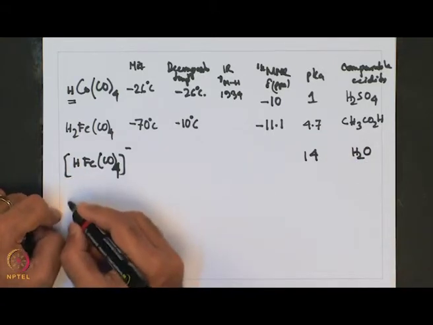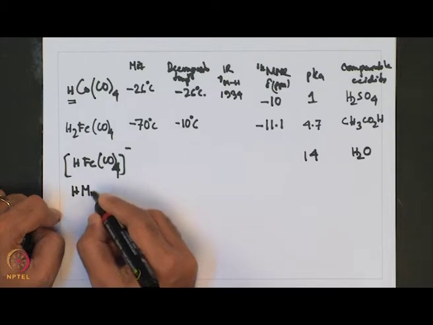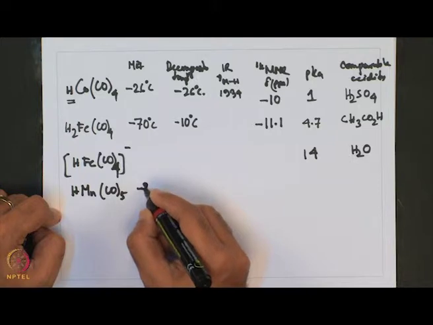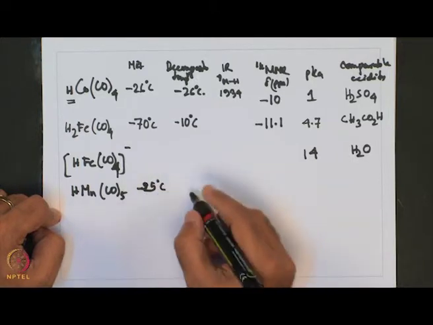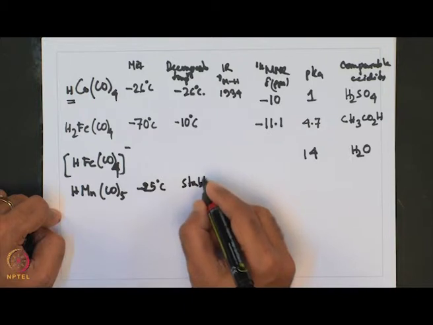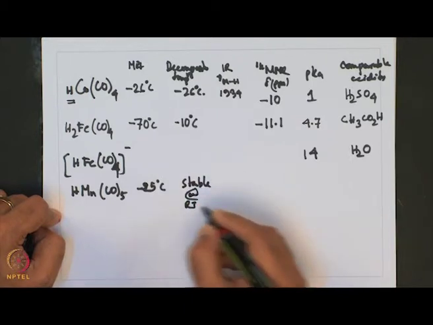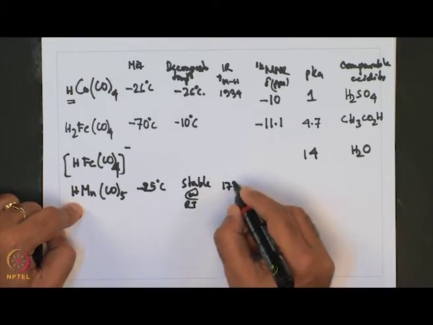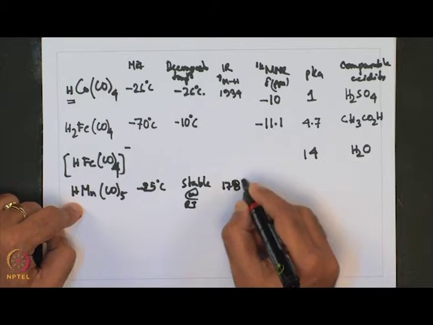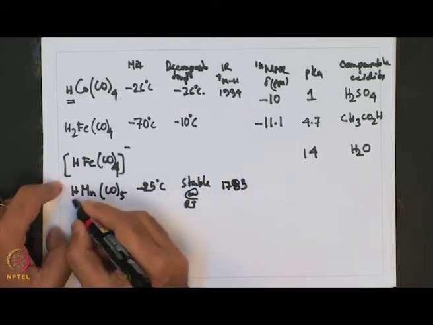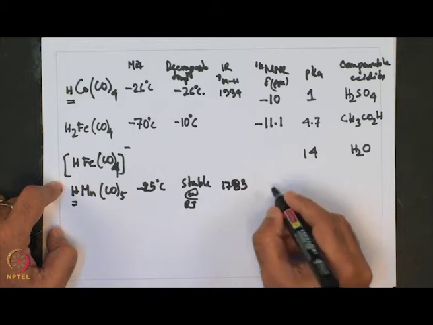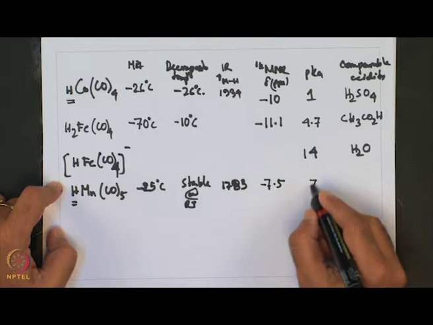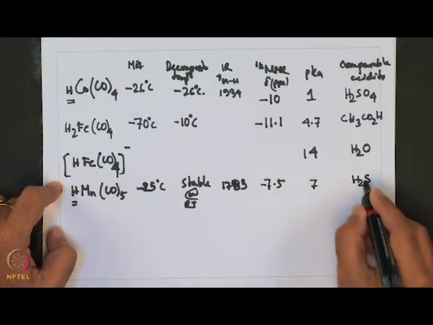Now, one can look at this manganese complex, HMn(CO)5, melting point minus 25 degrees centigrade, stable at room temperature, and this M-H moiety has been characterized by IR, where it comes at 1783. This proton is also characterized by proton NMR, where it comes upfield at minus 7.5 ppm, pKa is about 7, which is comparable to H2S.